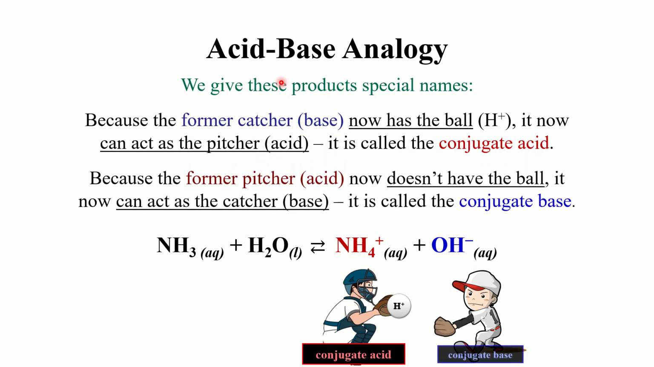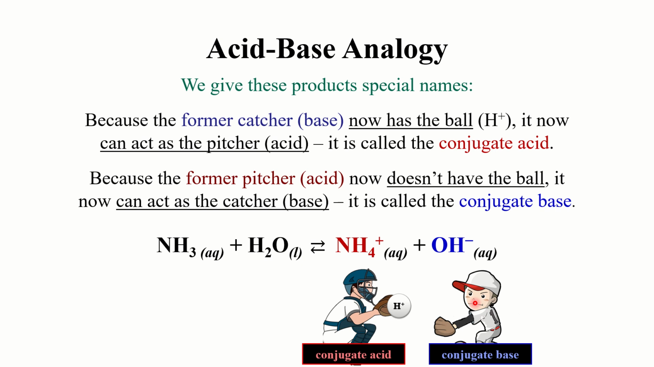So we give these products special names. Because the former catcher, the base, now has the ball, it can now act as the pitcher, and it is called the conjugate acid. Because this former base now has the H plus, it's going to act as the pitcher in the reverse direction. It is called the conjugate acid. Then similarly, because the former pitcher, or the former acid, now doesn't have the ball, it can now act as the catcher, or the base, and it is referred to as the conjugate base.